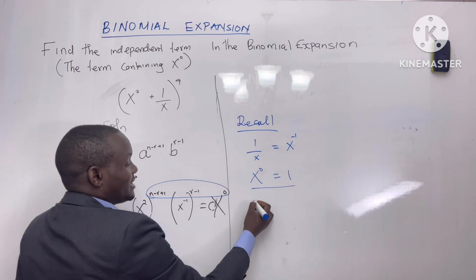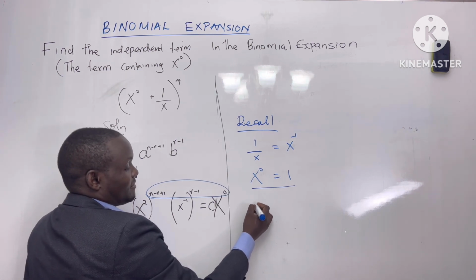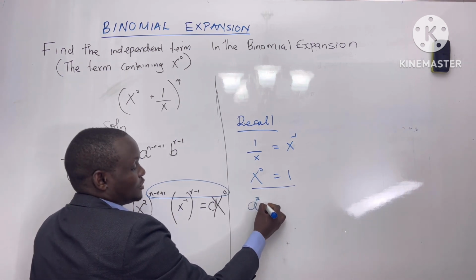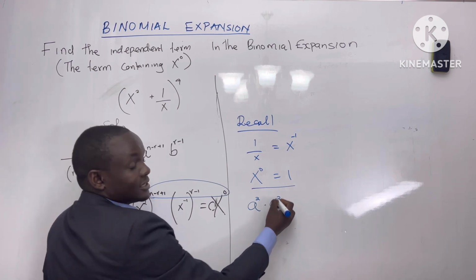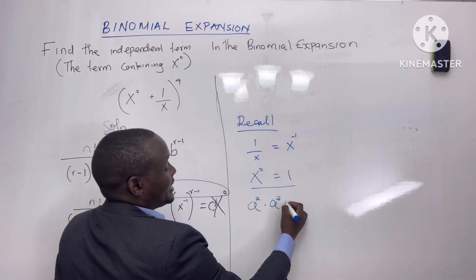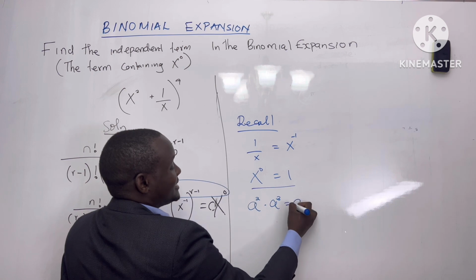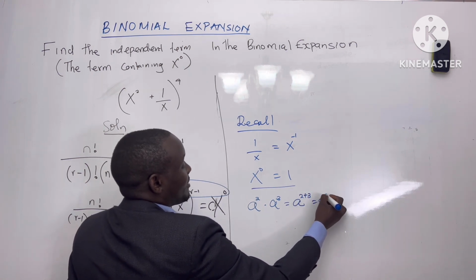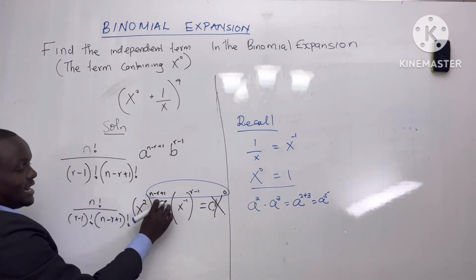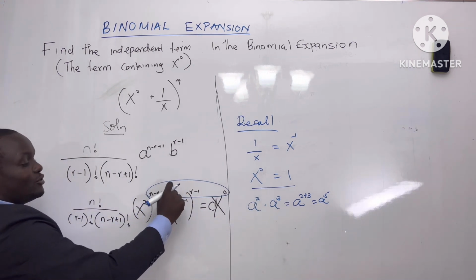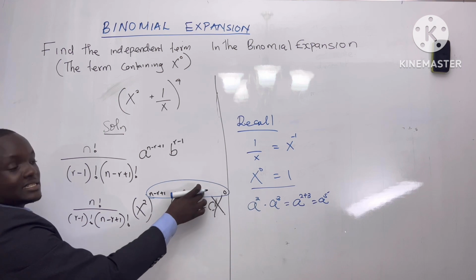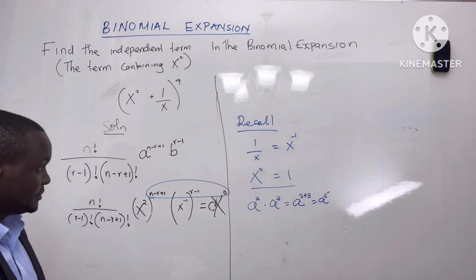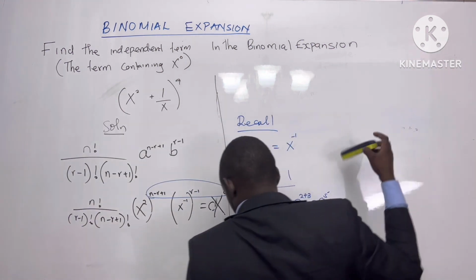Recall also that when you are given a power 2 and you multiply with a power 3, in the rules of exponentials this is the same as a power 2 plus 3, which is actually a power 5. So that means here we shall just pick the powers and add them, and we are able to get the solution. So we proceed on with that.